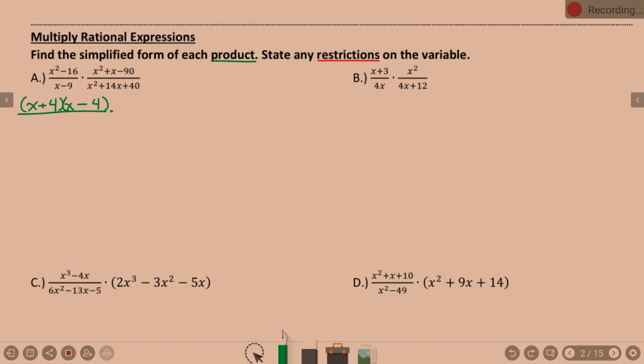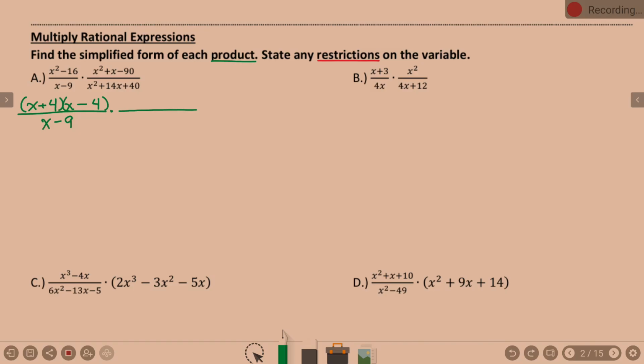What about x minus 9? Can't do anything with it, can I? There's no GCF. There's nothing there. So guess what? X minus 9 just carries down. Okay. X squared plus x minus 90. Keep factoring. Looks weird, but it's doable.